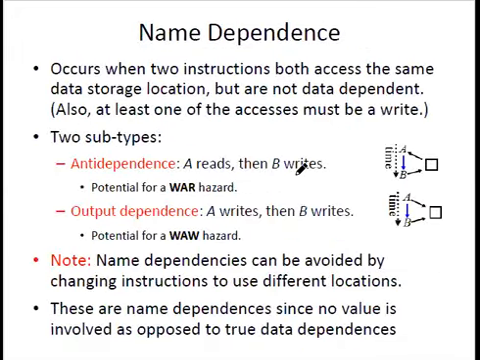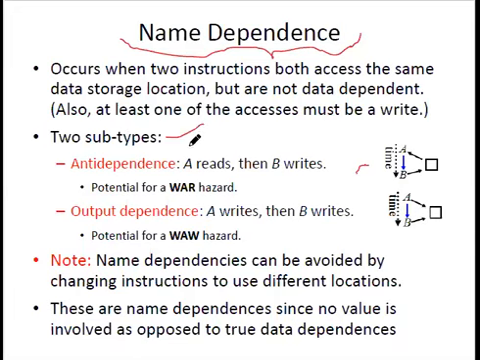The next part is name dependence, also known as structural dependence. This is sometimes called the defect of the hardware. It occurs when two instructions both access the same data storage location but are not data dependent. So two instructions which are not data dependent try to access the same address location. At this point, we can see that A and B are trying to access the same address at the same time.